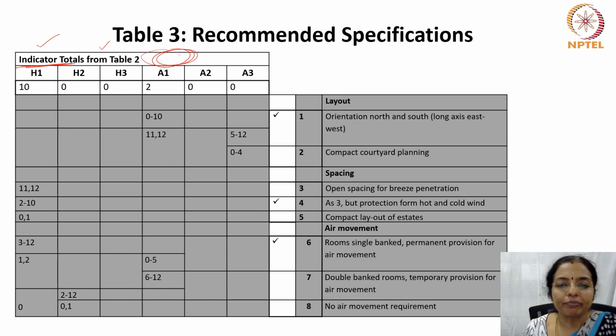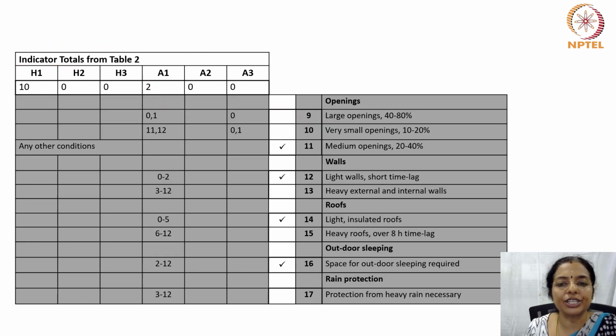So here in this case, it looks like we need orientation north and south with long axis along east-west. And then you need sometimes protection from cold and wind. And you also need rooms single banked with permanent provision for air movement. Because we had the total number of months under H1 as 10 and total number of months against A1 as 2, if you remember in that slide. So once we add that, then this is the recommendation we get.